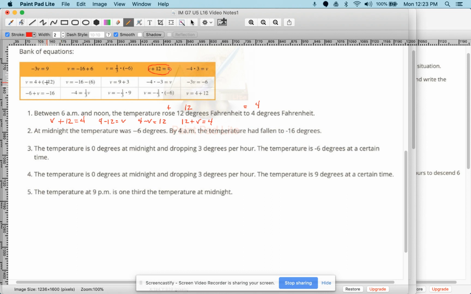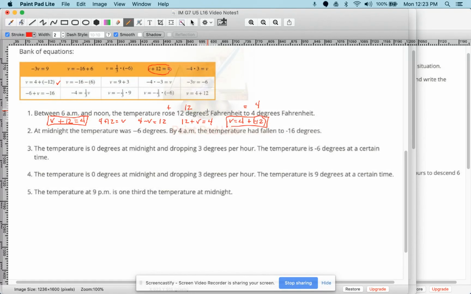Here's a 4 plus a negative 12. Do we have anything like that? We have a 4 minus 12. Well, subtraction is adding the opposite. So really, this equation will work. We have v equals 4 plus negative 12, and that one will work. So here's one of the equations, here's the other equation, and I wrote these in here just as jotting notes down. So we have our two equations.